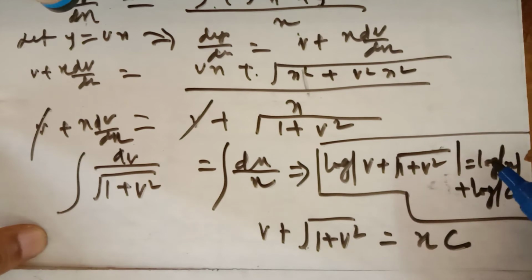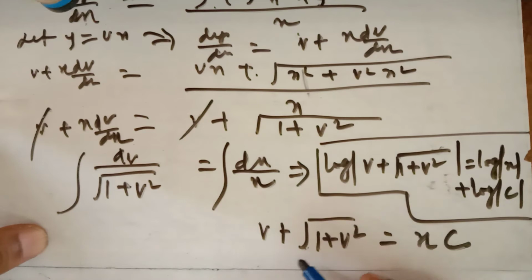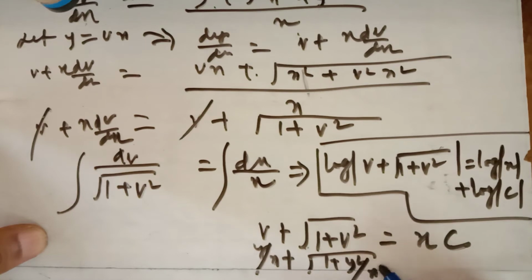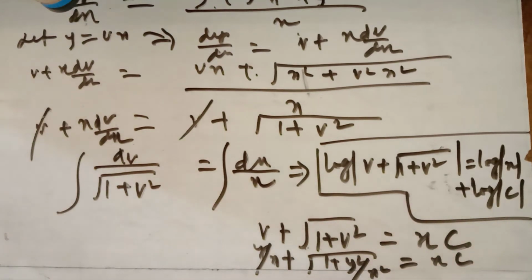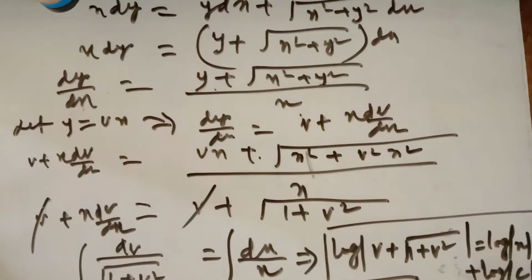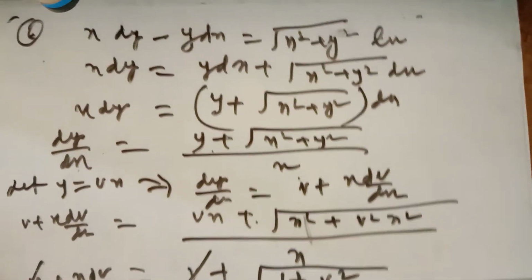In place of the plus sign, log will be x into c, and log cancelled, and put the value of v as y upon x. So you are getting this as the solution of this differential equation. Somewhere you will get a long integration which will consume a lot of time, so be very specific.